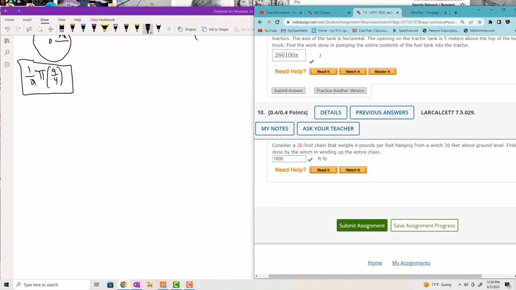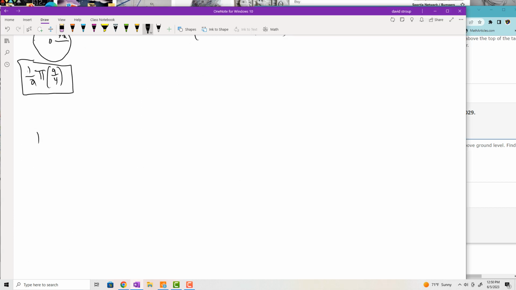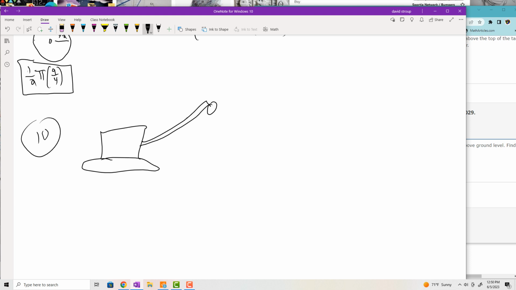The other type of problem are the chain problems. All right, so let's look at those. The deal is you have some sort of tractor type, I don't know. You can tell by the picture. And there's a chain hanging from it, and you want to know the amount of work you have to do in order to wind up the chain.